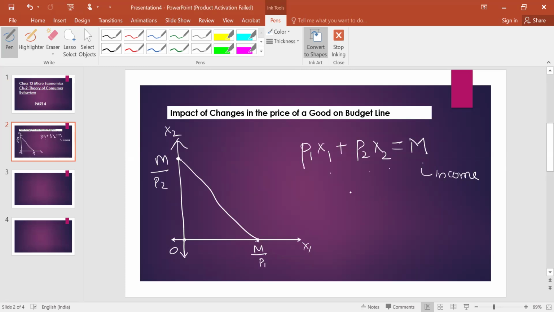Now we will see what happens if any of the prices change. Let's say, I mention this is bananas just to make it easier to understand, and this is mangoes. Okay.